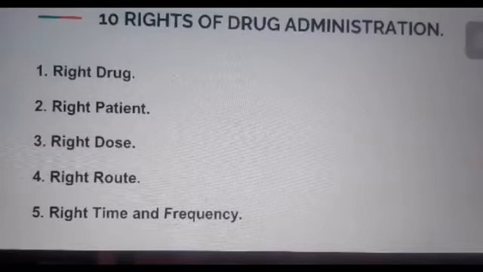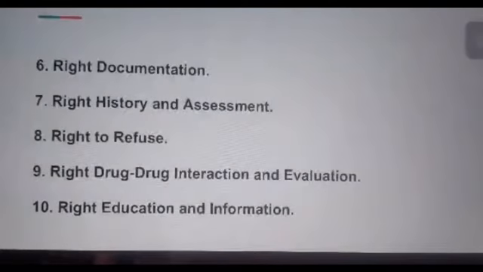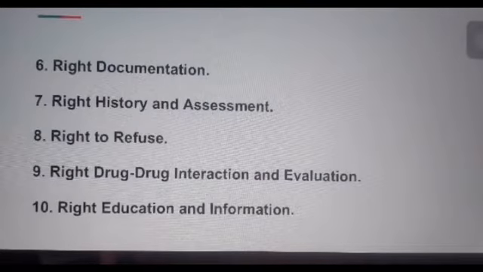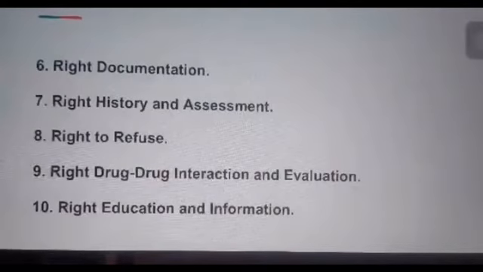Next is the right drug interaction and evaluation. So review of medication previously given or the diet of the patient that can yield a bad interaction to the drug to be given. So also check the expiration date of the medication being given. Then lastly, we need to educate our patients and give enough information so that the patient is knowledgeable about the therapy or whatever drug he or she may be taking and the therapeutic and side effects of it.